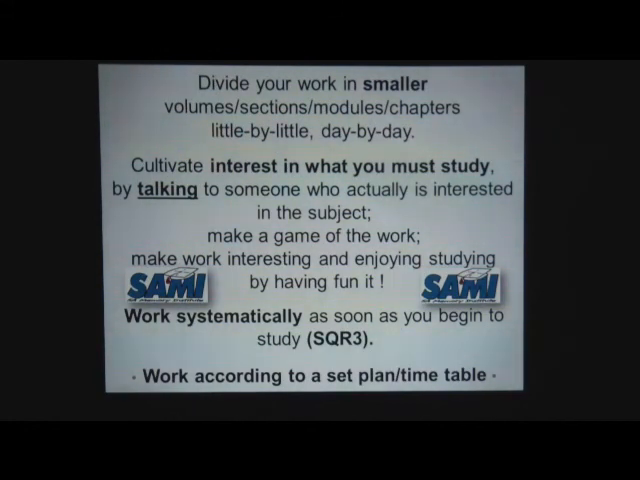Divide your work into smaller volumes or sections or modules or chapters, little by little, day by day. Cultivate interest in what you must study by talking to someone who actually is interested in the subject. Make a game of the work. Make work interesting and enjoy studying by having fun. Also work systematically as soon as you begin to study, which is the SQR3 method. Work according to a set plan or timetable.